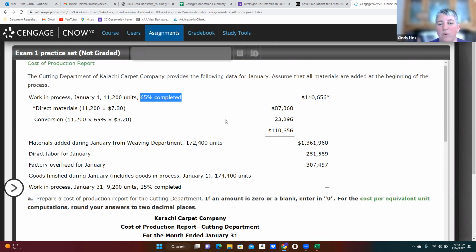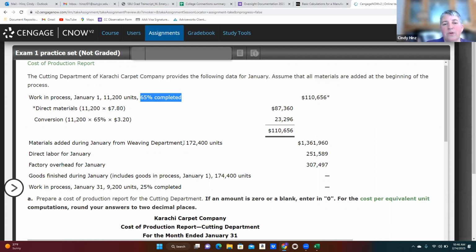We use the FIFO approach, so you should remember that from Chapter 6 in Financial Accounting. FIFO stands for first in, first out. The assumption is that the first thing we do is finish up the beginning inventory. So those 11,200 units that were in beginning inventory, we finish those first. And then we start new units. And for those new units, some of those are going to be completed and some are going to still be in ending inventory.